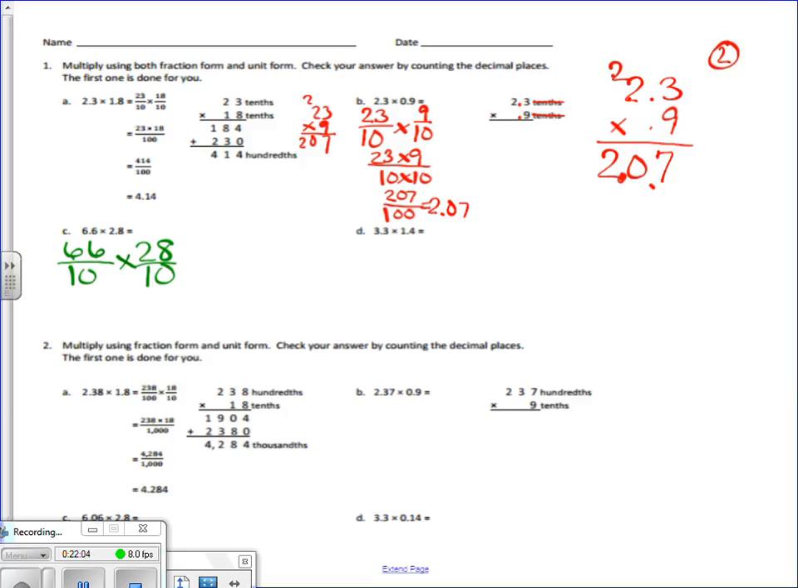Pluck out the decimal and put the number over it. And then you would need to multiply 66 times 28. 8 times 6 is 48. 8 times 6 is 48 again, plus 4 is 52.